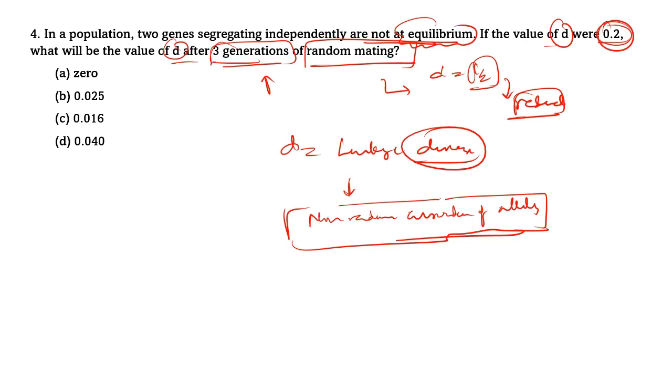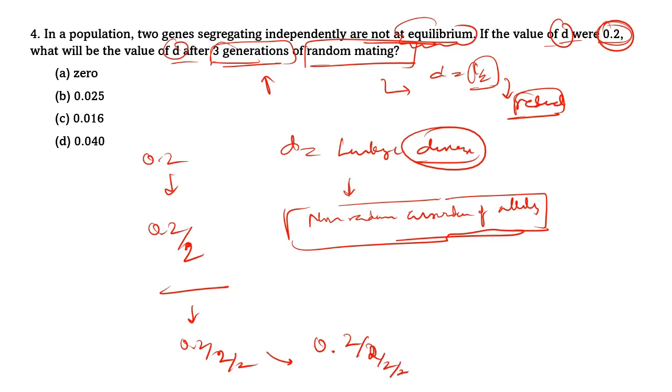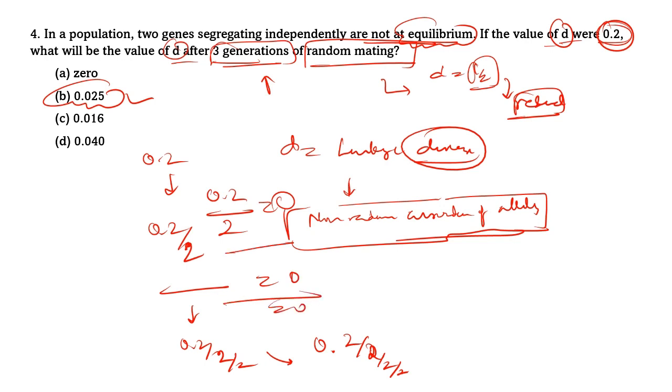So if the value of D was 0.2 at first, in the second generation it will be divided by 2, and again in the third generation it will be divided by 2, and after the third generation of random mating, this will be divided by 2 once more. So the answer would be 0.025. You just need to divide 0.2 three times: this is one time, second time and third time. If you divide 0.2 by 2 three times, you will get 0.025. So this would be your answer.